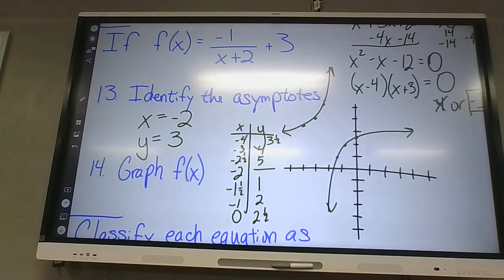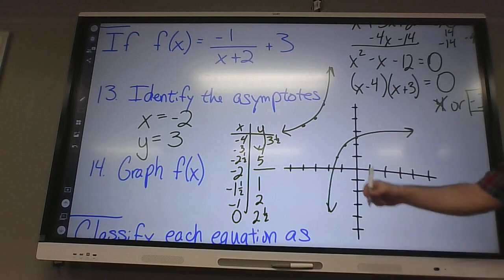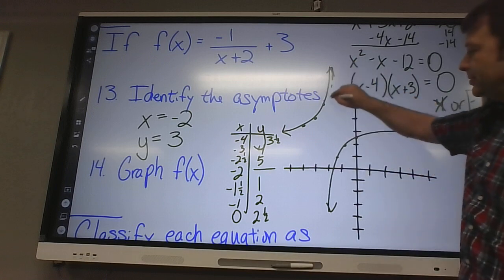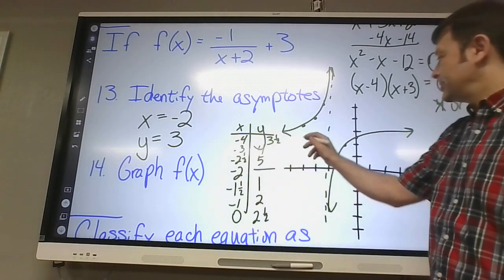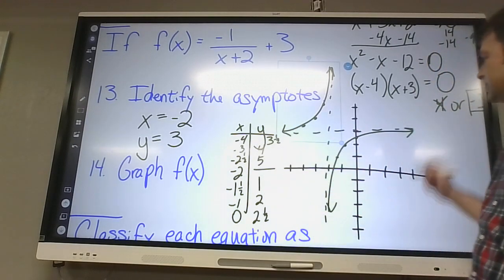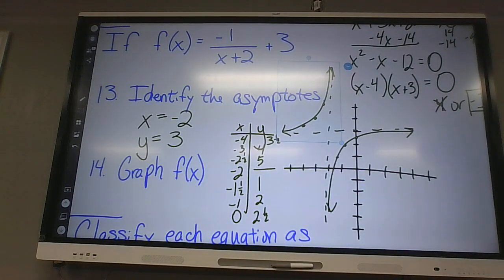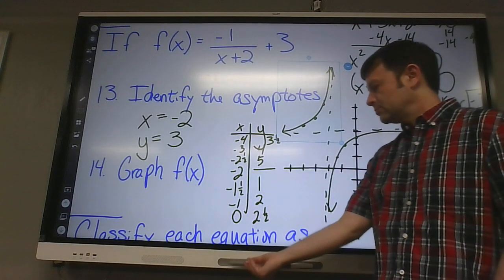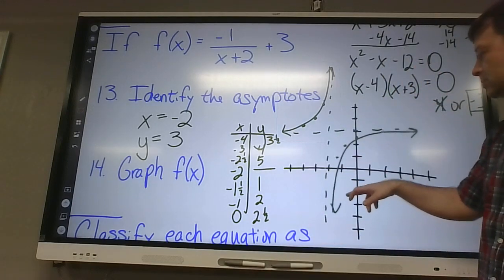Remember they always had a couple of curves, something like that. If you graph it correctly and do 13 correctly, your answer should match. x equals negative 2, see how there's nothing happening right there? And then y equals 3. There's nothing happening right there. So is the final answer just the graph? Yes, the graph.